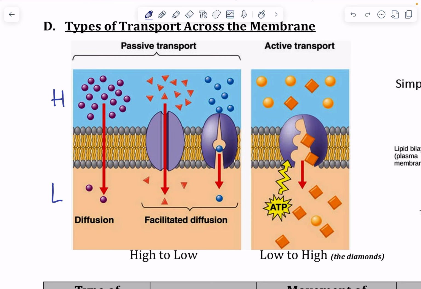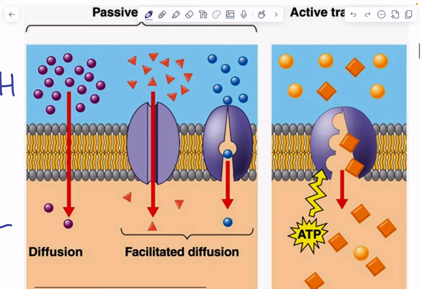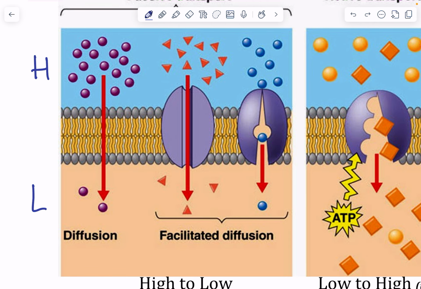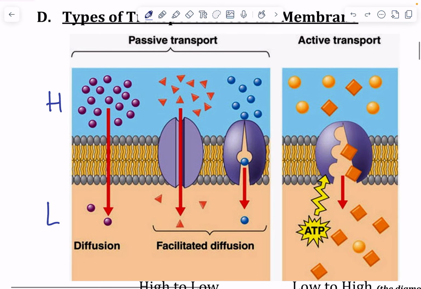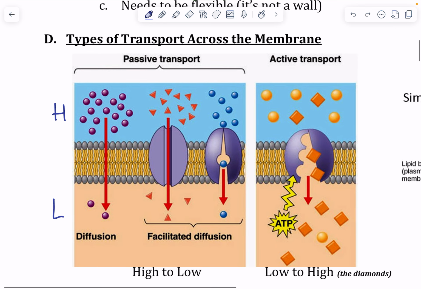The facilitated diffusion examples are here. So we have the triangles moving across requiring no energy because they're going from high to low. However, they do require the aid of a channel protein here versus a carrier protein. A carrier protein will have a modified shape here to accommodate the particles as they move across. So both of those are considered facilitated diffusion, which means you are helping the diffusion process. You cannot cross on your own. All of those are a form of passive transport, which means no energy required.